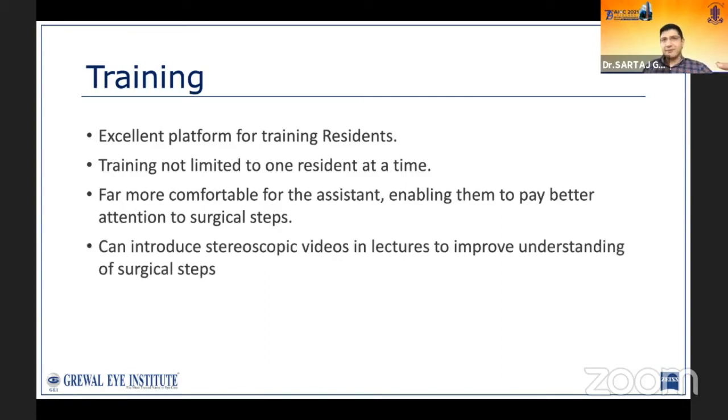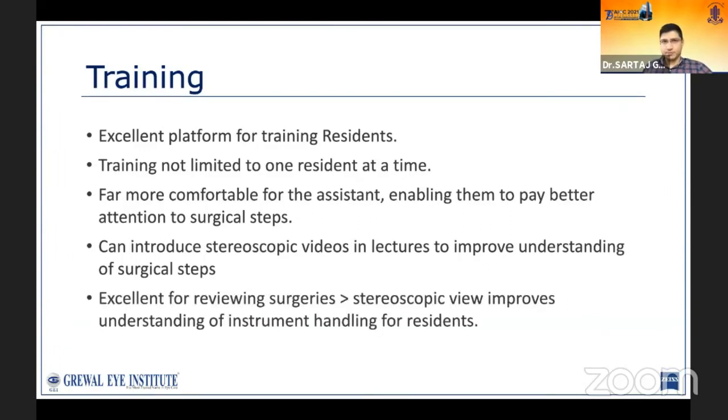The advantages carry forward beyond the OR with the ability to demonstrate surgeries in lectures with stereoscopic videos, dramatically improving the ability to explain the nuances of certain surgical steps, such as chopping during phaco.